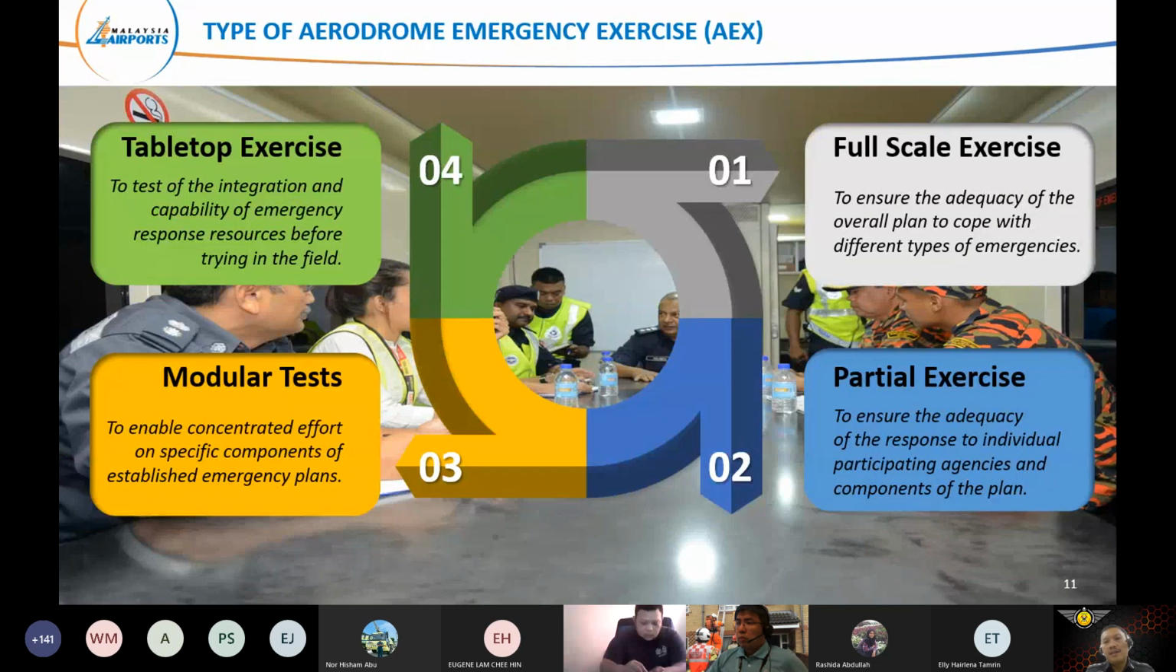So in aviation, we have four types of exercise. Number one is the full-scale exercise, which is to ensure the adequacy of the overall plan to cope with different types of emergencies.